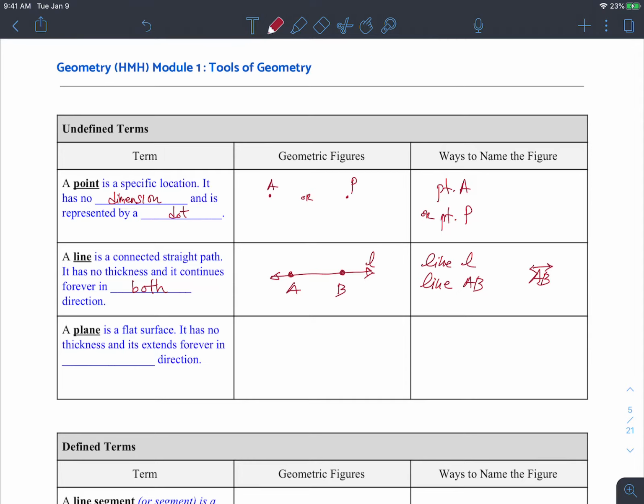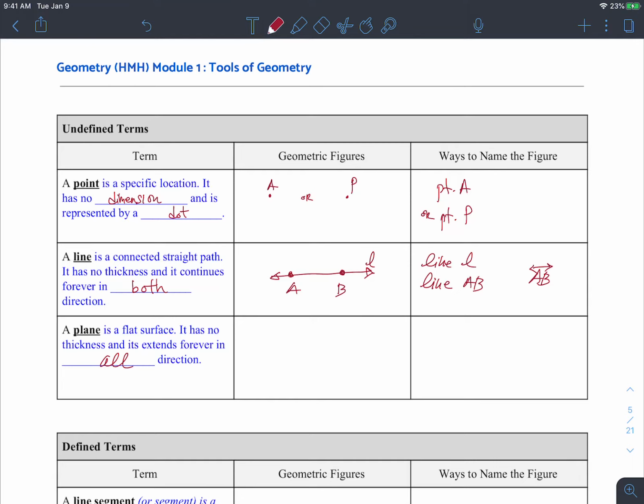Yeah. All right, a plane. And it's a good idea for you to try to anticipate what I'm going to say, and that helps you sort of stay engaged when you're learning online. Okay. A plane is a flat surface. It has no thickness. It extends forever in all directions.